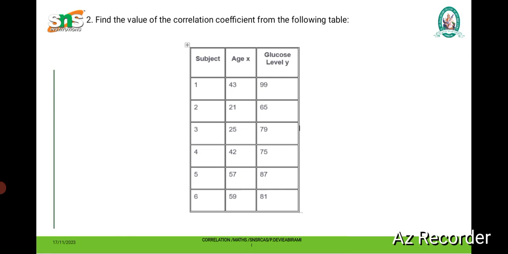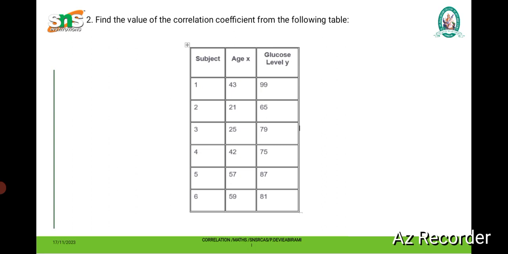Second problem: find the value of the correlation coefficient from the following table. They are given two values, age and glucose level. Age is denoted by the parameter x and glucose level is denoted by the parameter y. The x values are 43, 21, 25, 42, 57, 59. Here the values are increasing and decreasing, whereas the y values are 99, 65, 79, 75, 87, 81. Here also there is an increase and decrease in the glucose level. Therefore, the correlation will be a negative correlation.